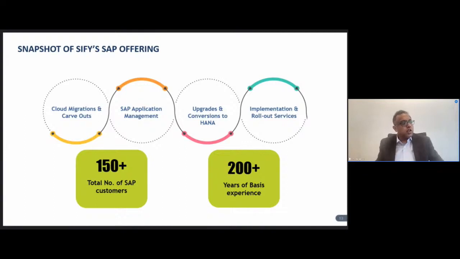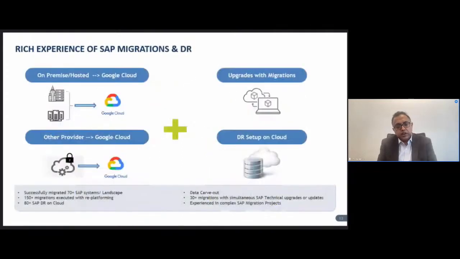And that's why one of the largest conglomerates today, a global conglomerate headquartered out of India, globally has taken the SAP transformation on Google Cloud Platform 2 years back, and which we are managing. So that brings me to the next slide, which basically talks about our migration.